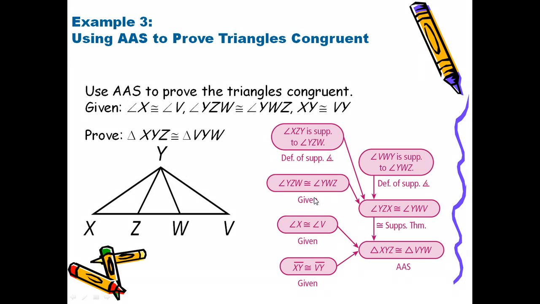So we were given this. And then we also know that we have VWY, this one is also supplemental to YWZ, and that's by definition. And then we're given that X and V are congruent, so we have those that are congruent, and that XY and VY are congruent. This gives us angle side angle, and they are congruent triangles.